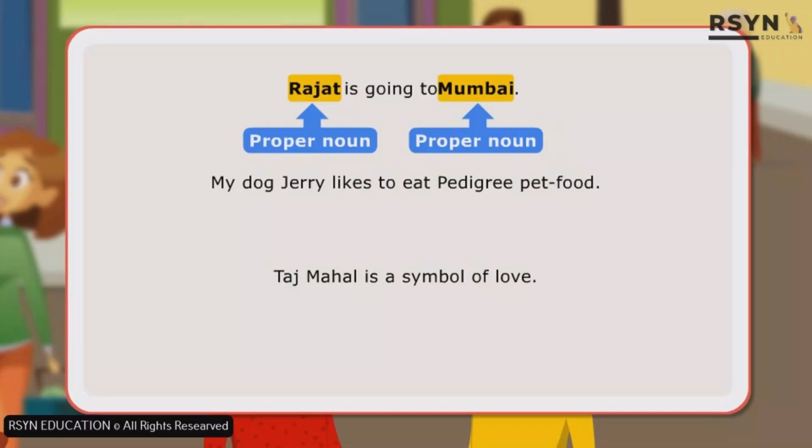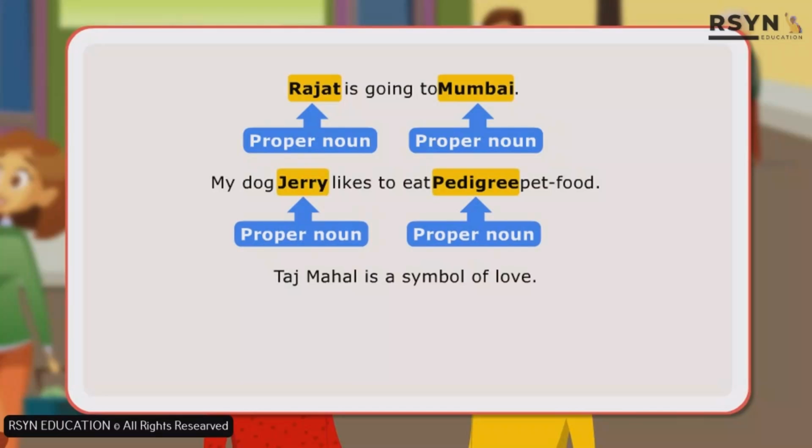respectively. In the next sentence, Jerry and Pedigree are proper nouns as these refer to the name of a particular dog and a particular brand of dog food. In the third sentence, Taj Mahal is a proper noun as it is the name of a specific monument.